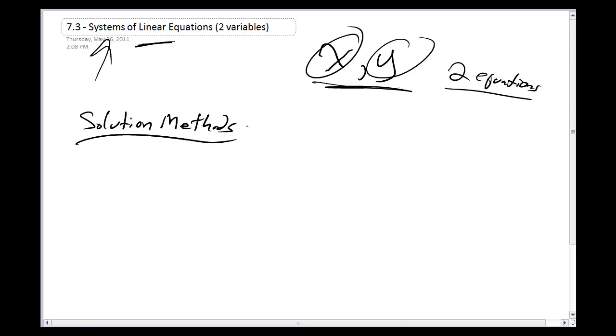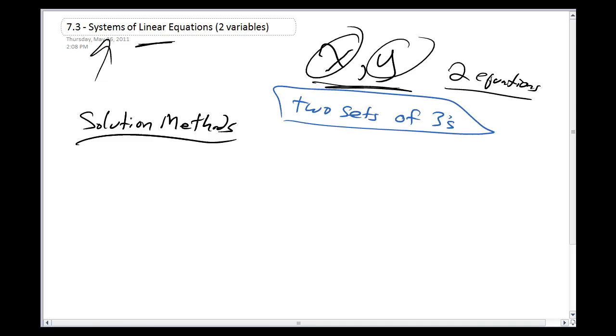There are three solution methods, and so here's the trick to making this section work for you. I've got two sets of threes. I'm going to have three types of solution methods. I'm going to have three types of answers. The first solution method is called graphing. These are just linear equations. You can graph them and see if there's a solution.